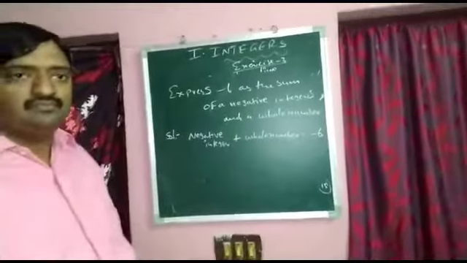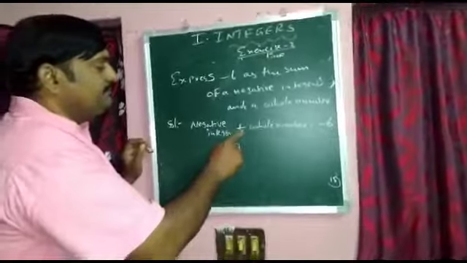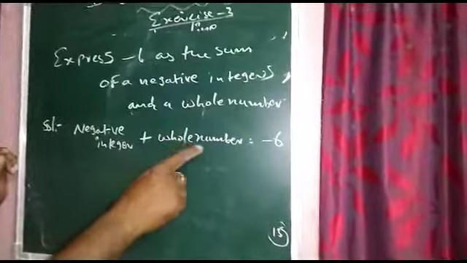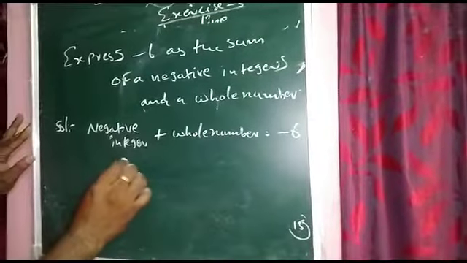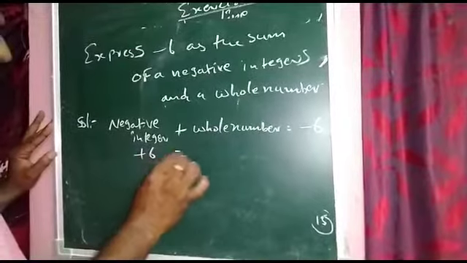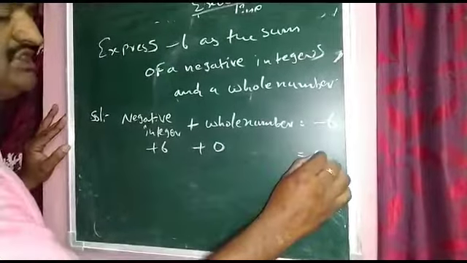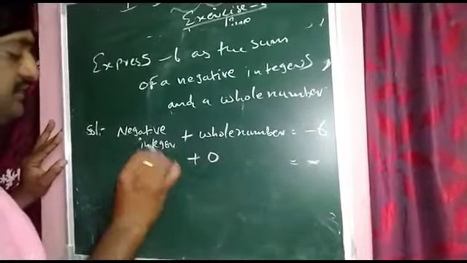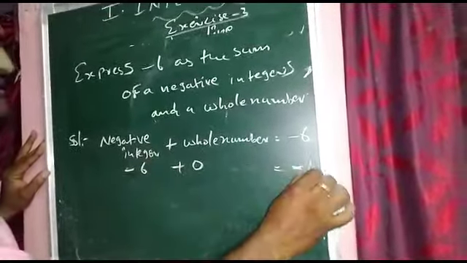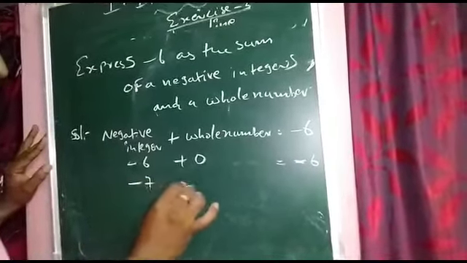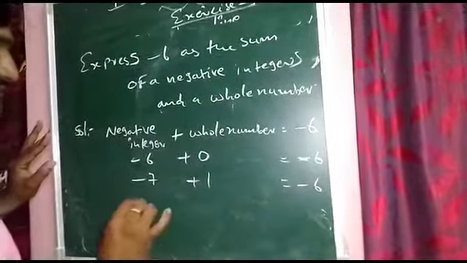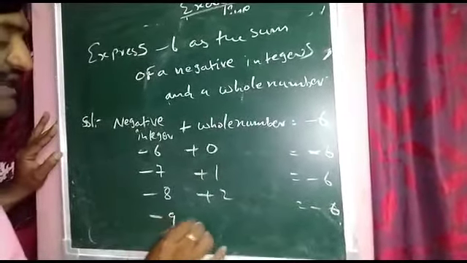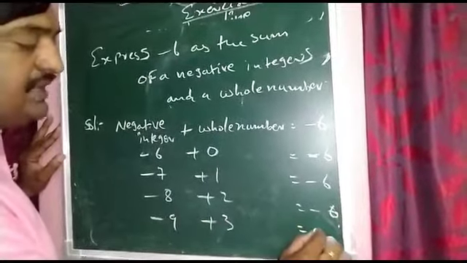Negative integer plus whole number, that value is equal to minus 6. Whole numbers means starting with 0. Minus 6 plus 0, that value is equal to minus 6. Again, minus 7 plus 1, minus 6. Minus 8 plus 2 is equal to minus 6.